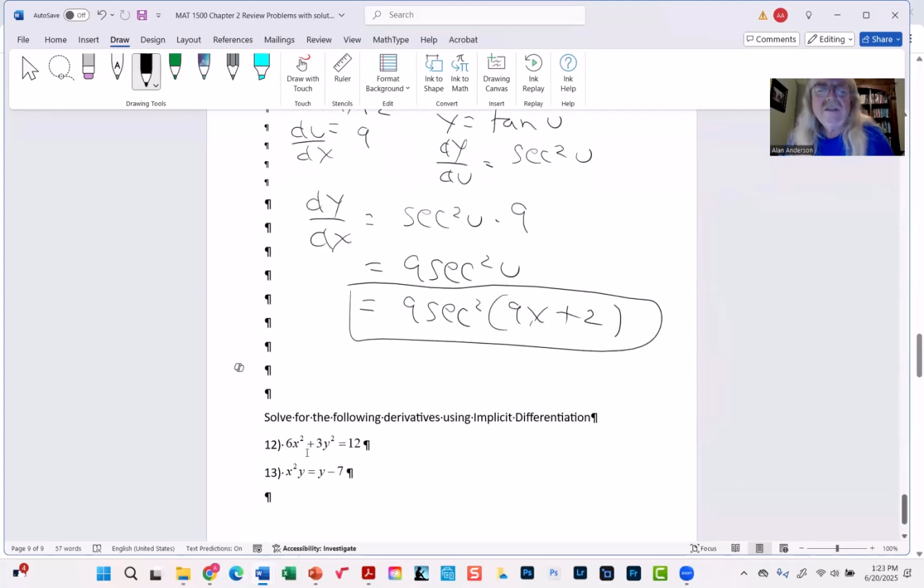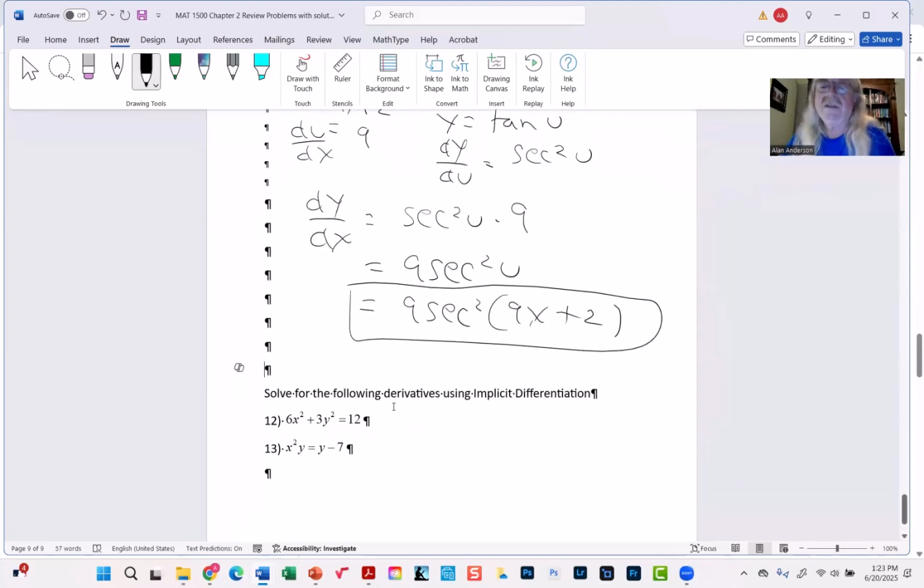Okay, and now, oh God, implicit differentiation. Yes, we had a lot of fun with that the other day. If you notice here, these are the cases where the function cannot realistically be split up so that y is on the left and x is on the right. So that means we have to apply the chain rule every time we run across the derivative of y.